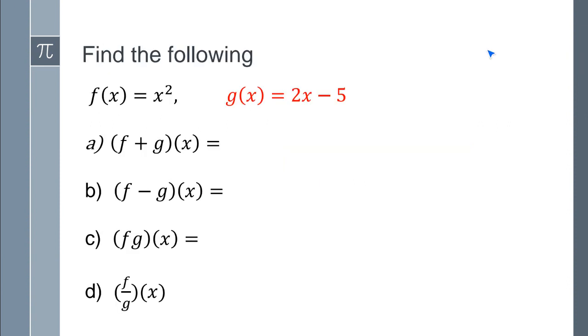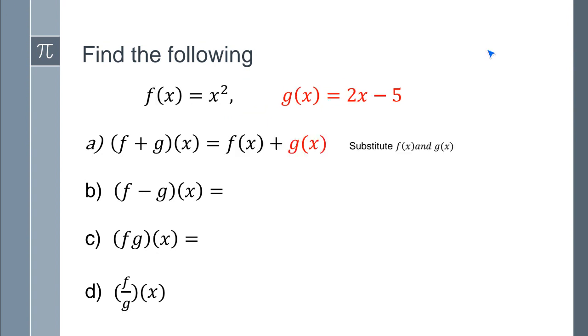All right. Let's go ahead and do more practice of the combination of functions. So let's add function f with g. Again, we rewrite and we replace. So here, function f of x is just x squared. Function g of x is 2x minus 5. We simplify, but there's nothing to simplify because there's no like term. So that will be our answer. Our answer is just x squared plus 2x minus 5.